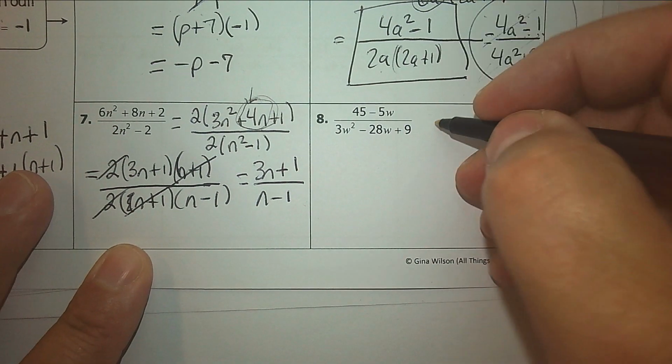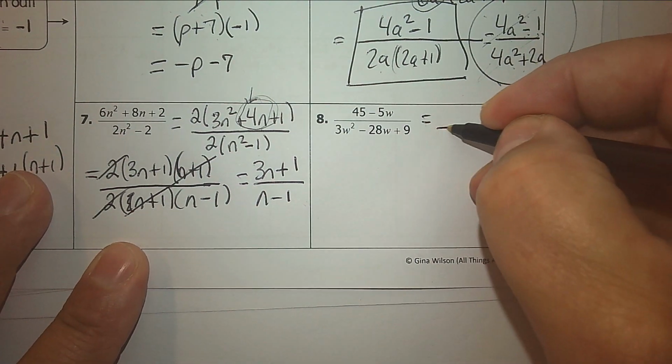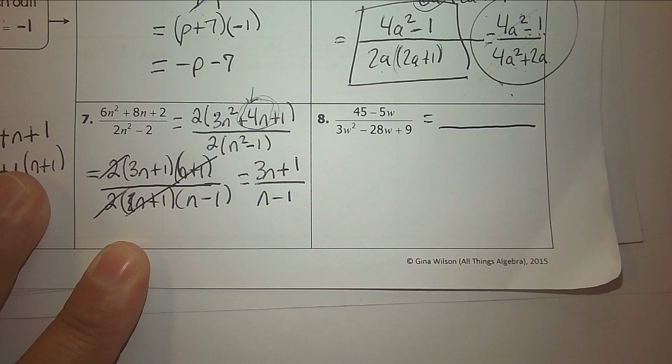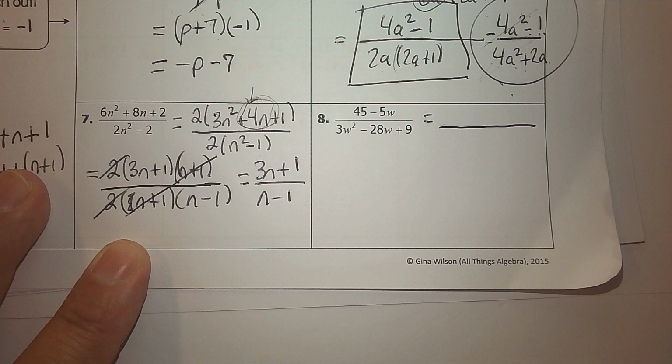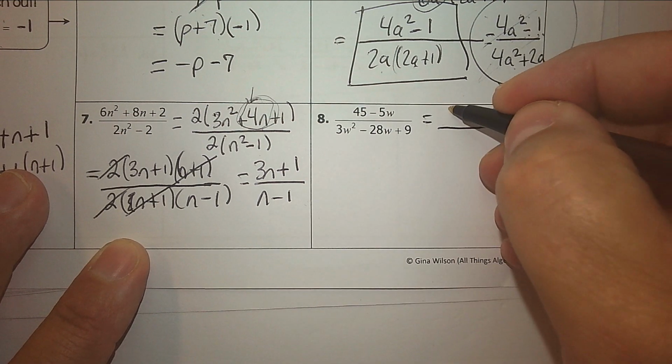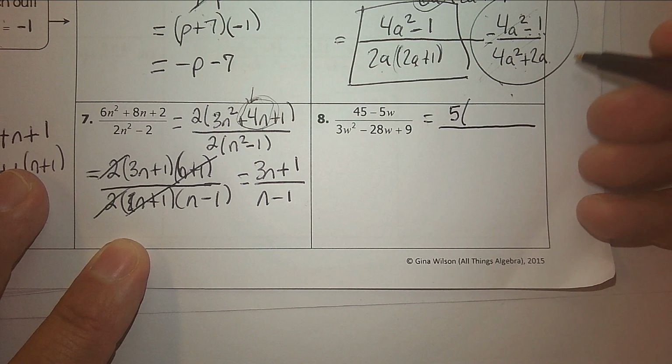Nicholas, how would you factor out the numerator for number 8? How would you factor the numerator? I would factor out a 5. And then what would you be left with? 9 and negative 2.